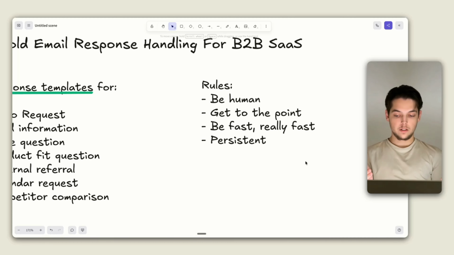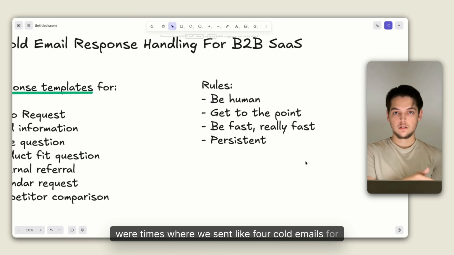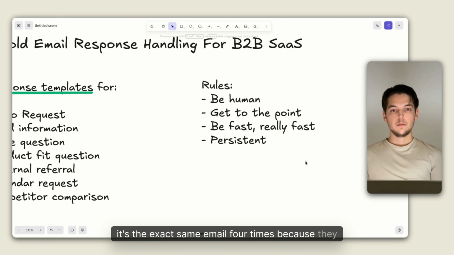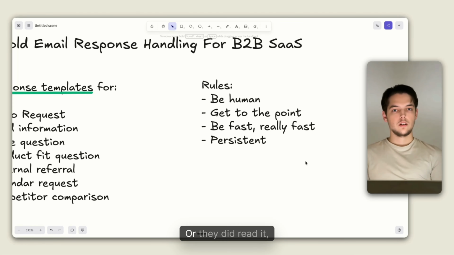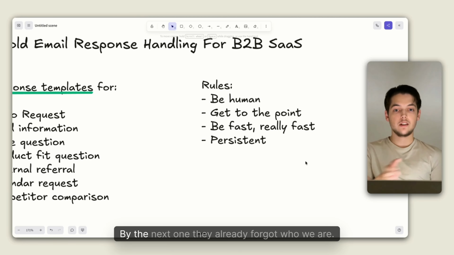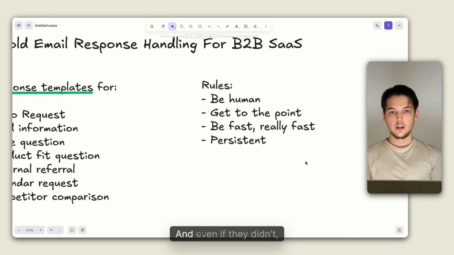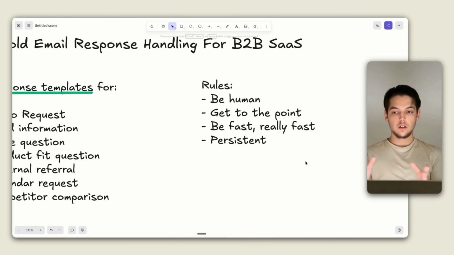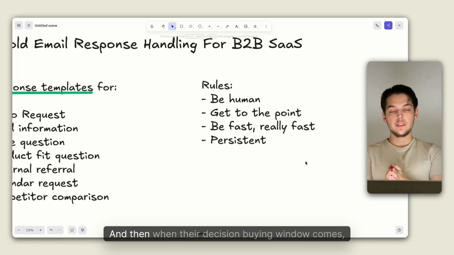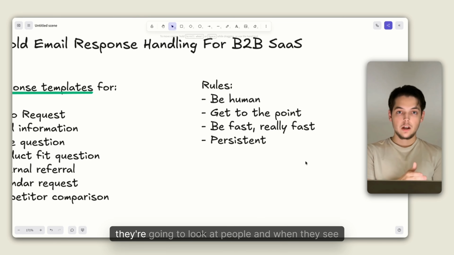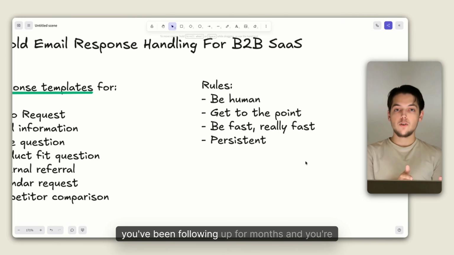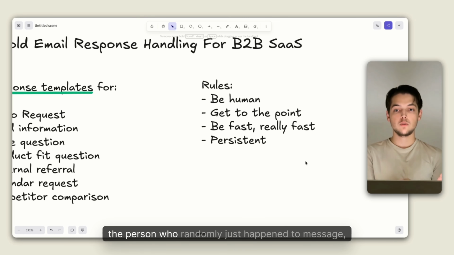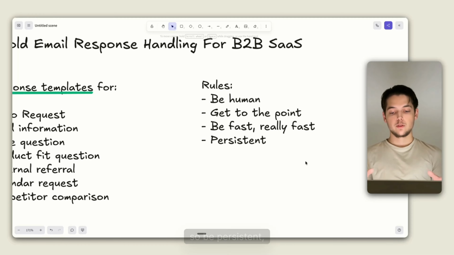Because there were times where we sent 4 cold emails over 4 months, and they replied to the 4th one, even though it's the exact same email 4 times, because they didn't read the first 3. Or they did read it, but it was just the wrong time. By the next one, they already forgot who we are. And even if they didn't, it suddenly became relevant. And the same is with follow-up. A lot of people will also stall a decision, and then when their buying window comes, they're going to look at people. And when they see you've been following up for months and you're still there, they're most likely going to choose you instead of the person who randomly just happened to message them. All right? So be persistent.